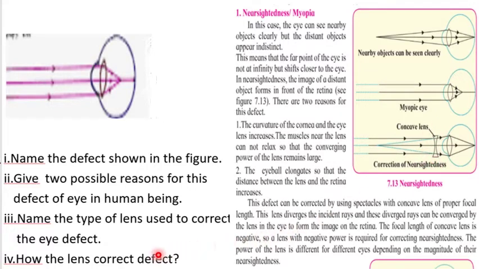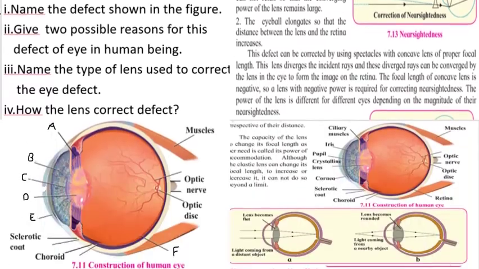How does the lens correct the defect? Here, the concave lens first diverges the incident rays before they fall on the eye lens, and the eye lens converges the incident rays of light, and the image is formed on the retina. We can say that as the focal length of a concave lens is negative, the power of the spectacles for myopia is negative. Let us move to our next diagram based question.